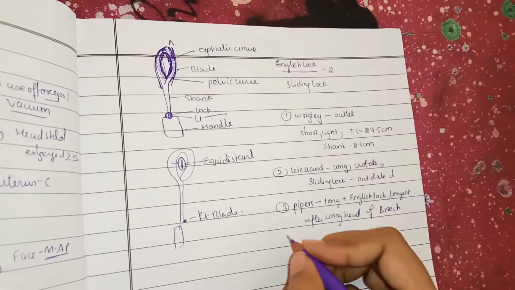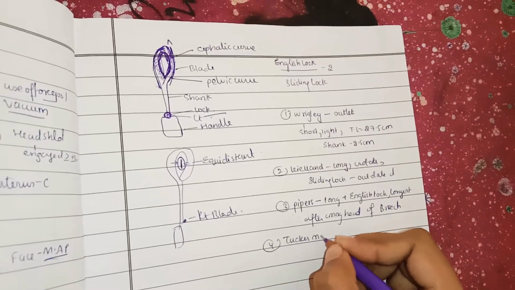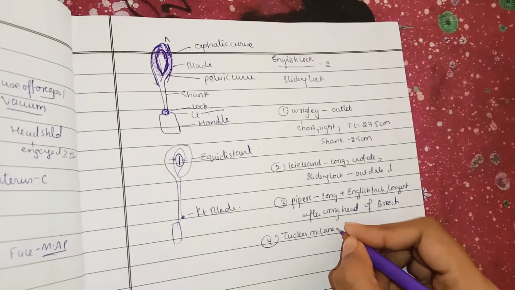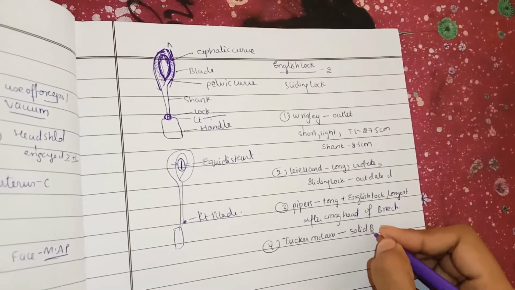Next coming to Tucker McLean forceps. Tucker McLean is the only forceps with a solid blade. It is having a solid blade.